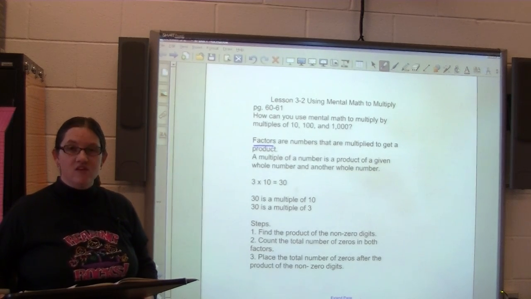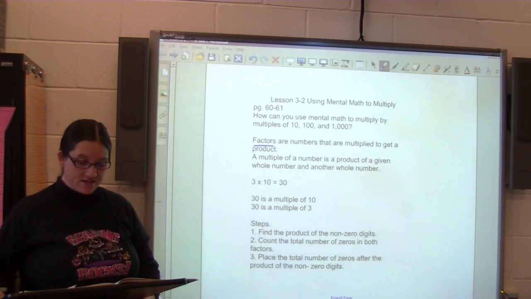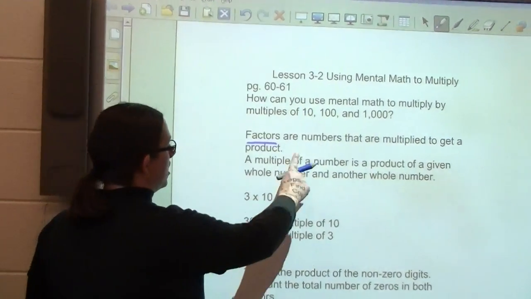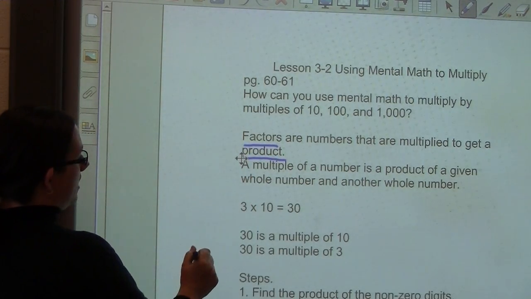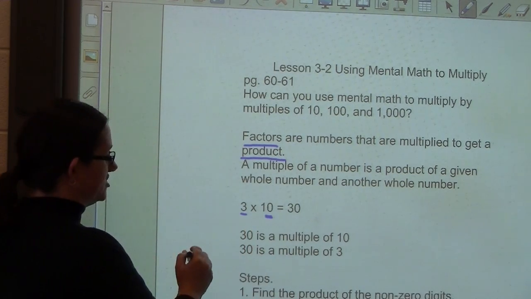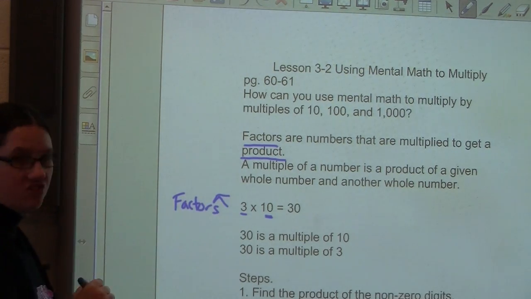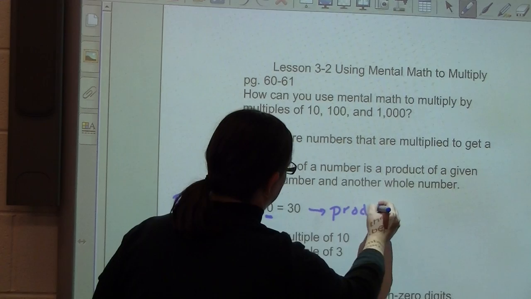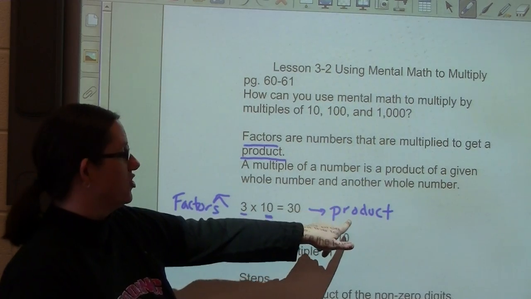Right there at the top of page 60, you will see that they wrote: factors are numbers that are multiplied to get a product. So let's get that first definition copied down. Factors is highlighted for you, and factors are the numbers that are multiplied to get a product. Okay? If you don't know what a factor is, 3 and 10 are factors, if we have forgotten from last year, since we're just starting multiplying, and 30 is our product. So factors are the numbers that you use to get your answer, or your product.